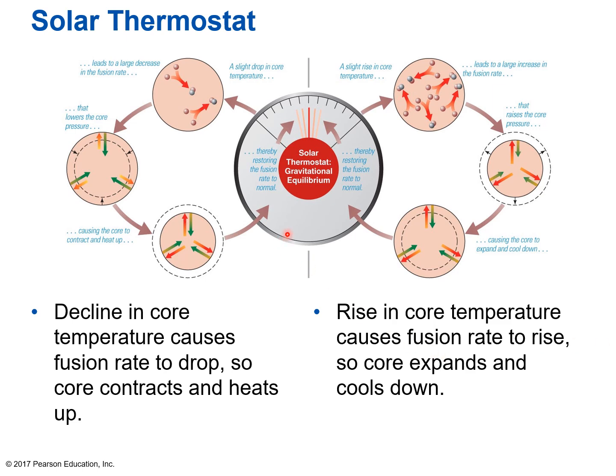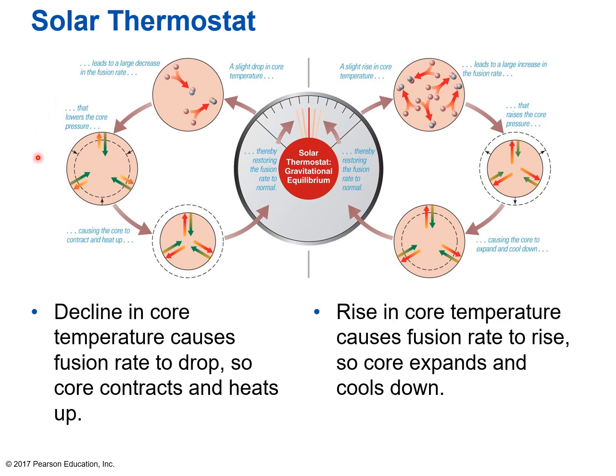So let's take a look at this, the solar thermostat, gravitational equilibrium. It says here, a slight drop in core temperature. So what if it's getting too cool? Kind of like our house in the winter time, it's getting too cool and we expect the heater to kick on automatically. So if there is a slight drop in the core temperature, it leads to a large decrease in the fusion rate. So not as much fusion is going on, and that lowers the core pressure.